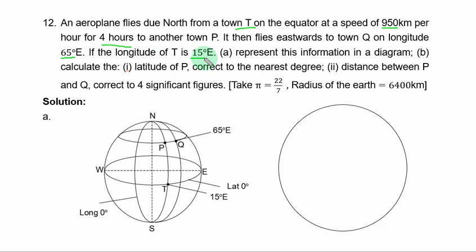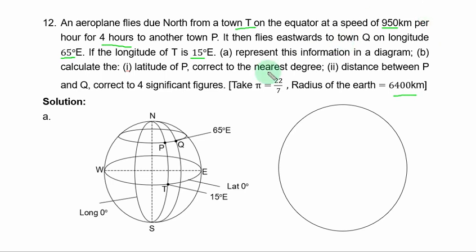B part, calculate (i) the latitude of P correct to the nearest degree, (ii) the distance between P and Q correct to 4 significant figures. Take pi as 22/7 and the radius of the earth as 6,400 kilometers.